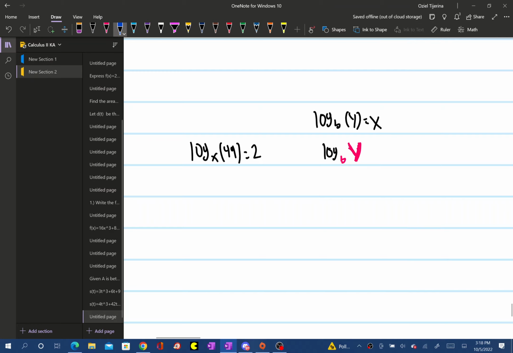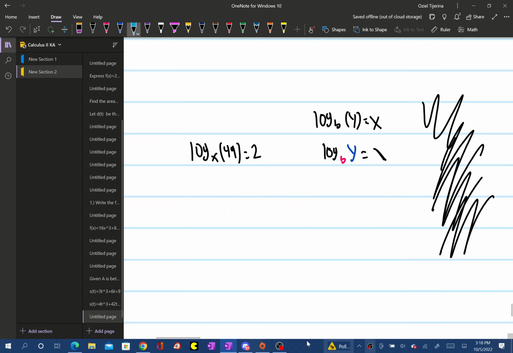I don't know why it keeps doing this. It gets slow for some reason. Give me 1 second, guys. I'm gonna exit my OneNote and then I'll come back.